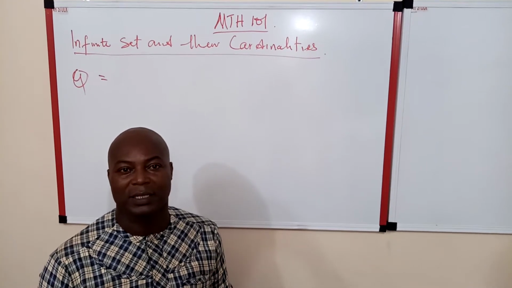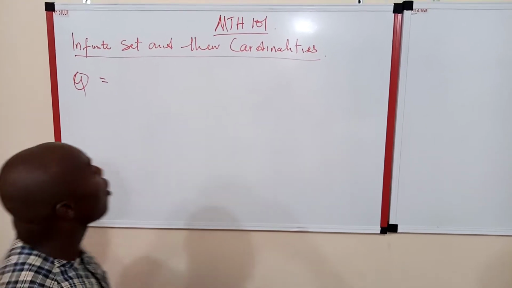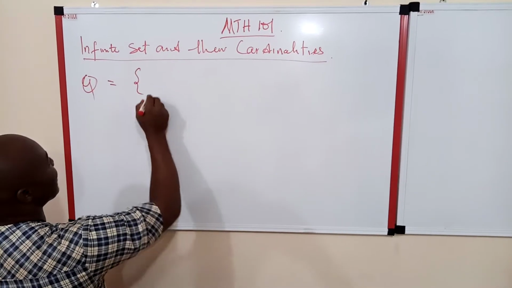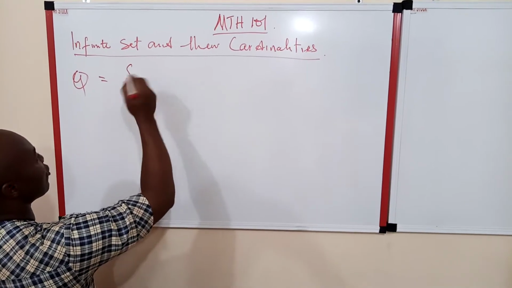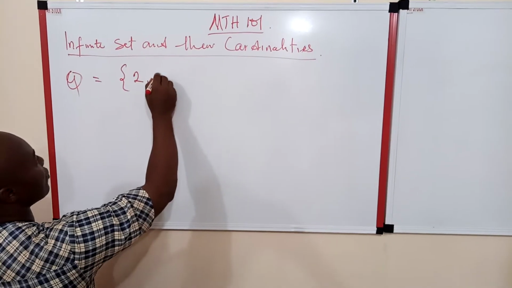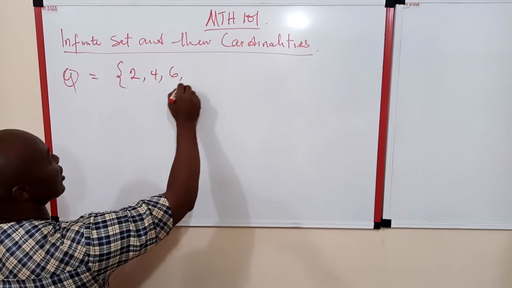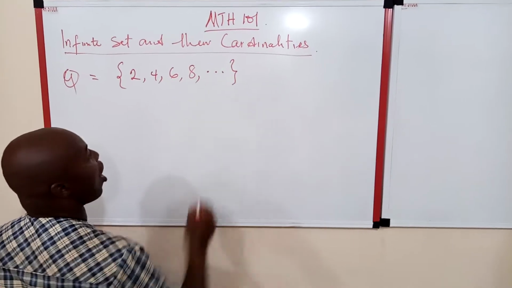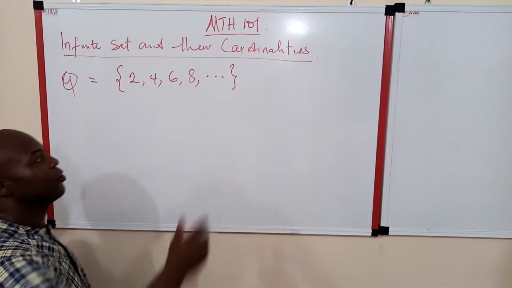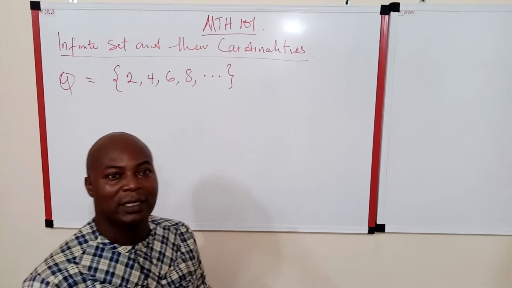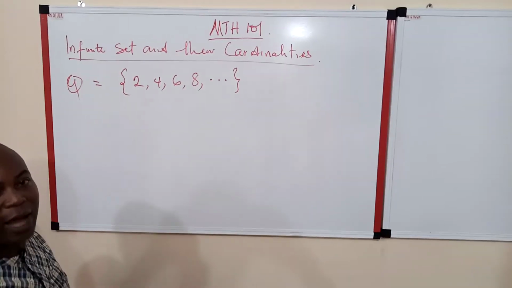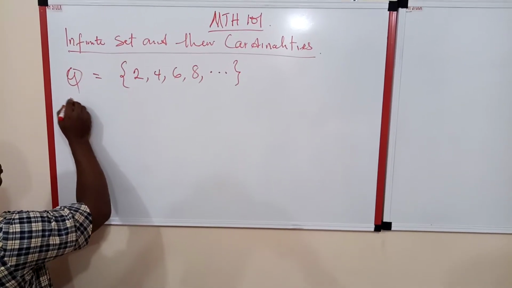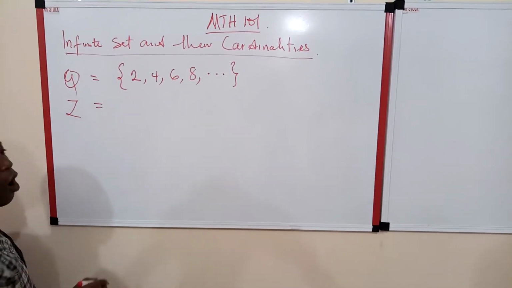An example of such: let Q be a set of all positive even numbers. Then that set will be 2, 4, 6, 8, and on we go, because we say all, and you can see that they tend to infinity. They are as many as such that we can't count. They are uncountable.